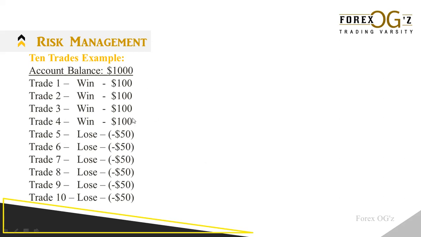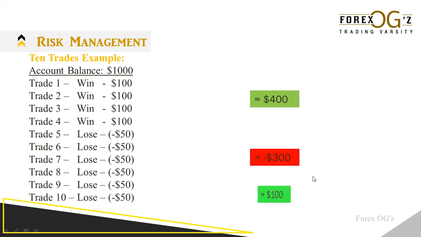If you calculate how much you made in these 4 trades, it amounts to $400. And how much you lost in these 6 trades amounted to negative $300. Now $400 minus $300, that means that you would still have a total profit of $100. It means your account would still be sitting on $1,100 and you would have been profitable regardless of the fact that you lost the majority of your trades.